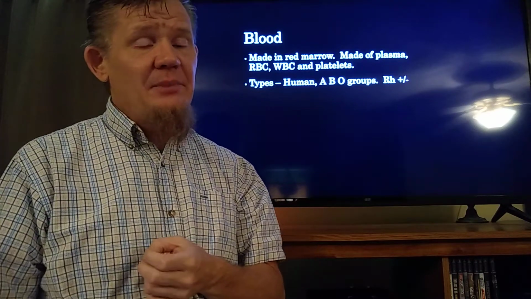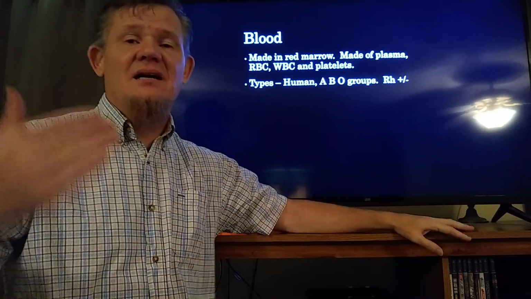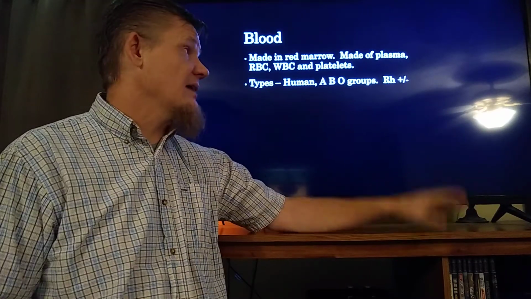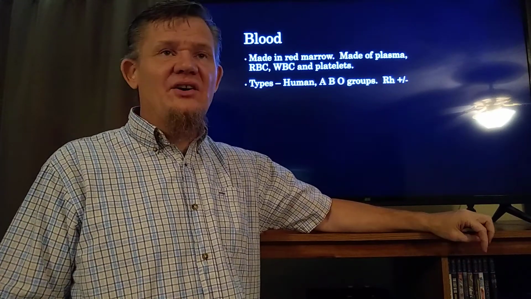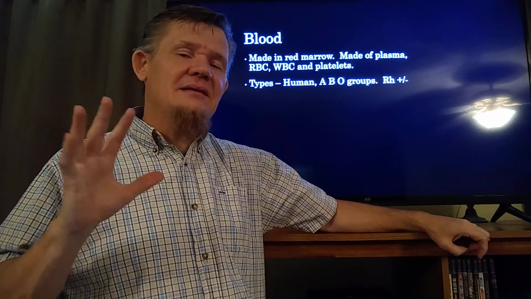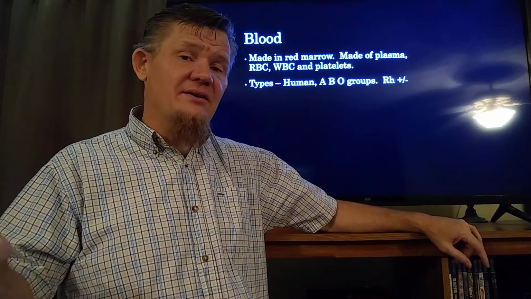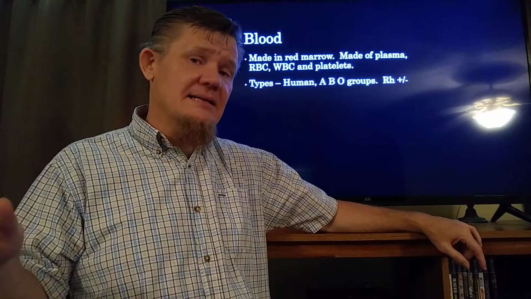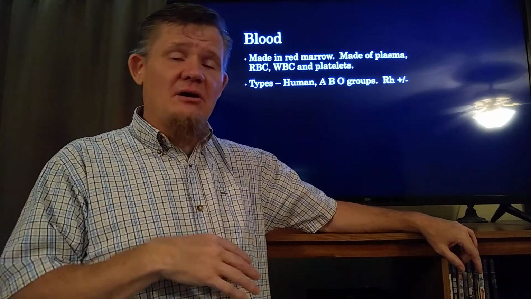O positive, A positive, B negative. The positive and negative is just another flag. This flag is called the Rh flag, or the Rh factor. There are several different varieties, but it's not terribly important for most people which variety you have. It's just, do you have it or not? If you do, you're Rh positive, and if you don't, you're Rh negative.